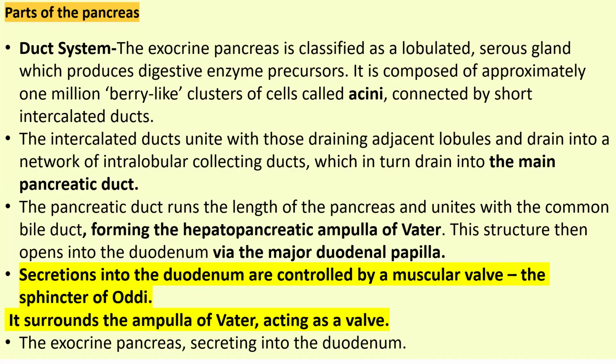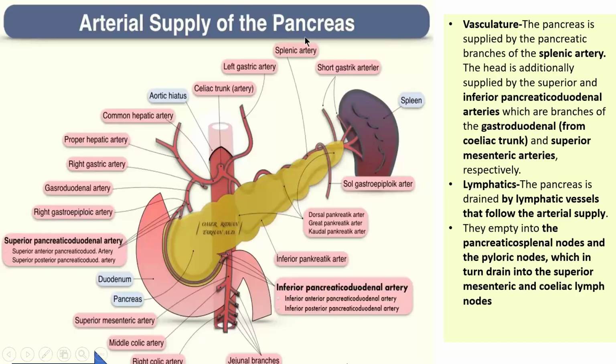After this, they pass through the ampulla of Vater and the exocrine pancreatic secretions move into and drain into the duodenum. Arterial supply of the pancreas, look at the image. The pancreas is supplied by the splenic artery. It gets oxygenated blood with the help of the splenic artery.